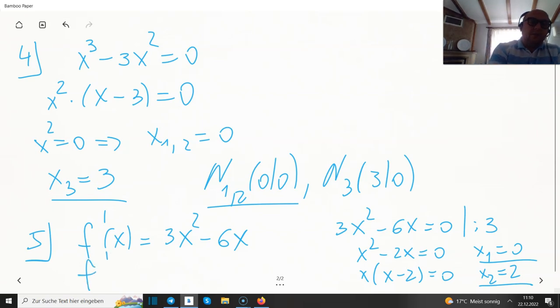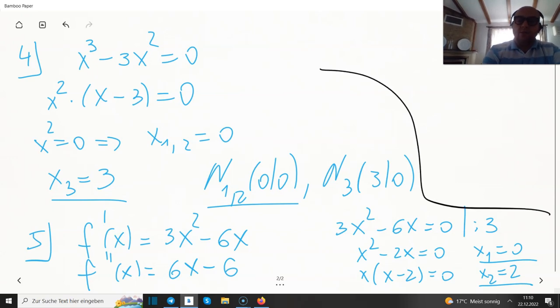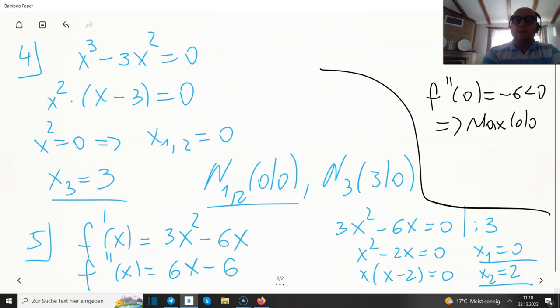So we produce a second derivative here, which is 6x minus 6. Let's see what will happen if we put the values we have into the second derivative. So f second prime of 0 is minus 6. It's less than 0. After that we go down in both directions, which means we have a max at (0,0). And what is f second prime of 2? This is 6 times 2, which is 12, minus 6 is 6. It's positive. That means we go up in both directions afterwards, so it's a min.